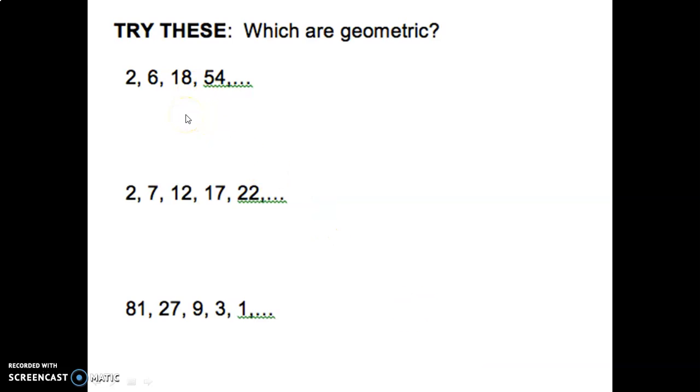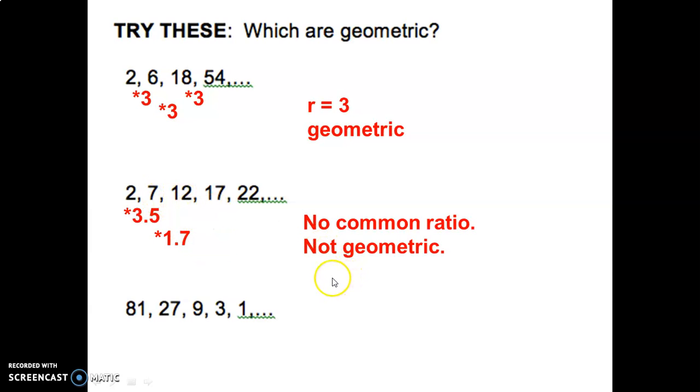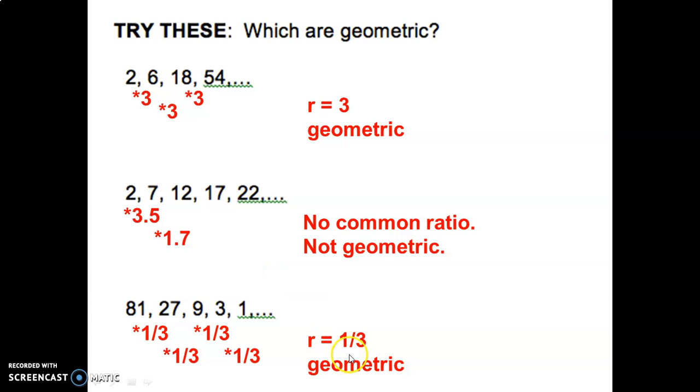Which are geometric? This one, yes or no? And what's the ratio? First one, multiplying by 3 every time. It's geometric, common ratio 3. Next one. Well, that's multiplied by 3.5, but this is multiplied by 1.7 to get 7 to 12. So no common ratio, not geometric. How about the last one? Okay, we're multiplying by 1/3 every time. Therefore, common ratio 1/3, it is geometric.